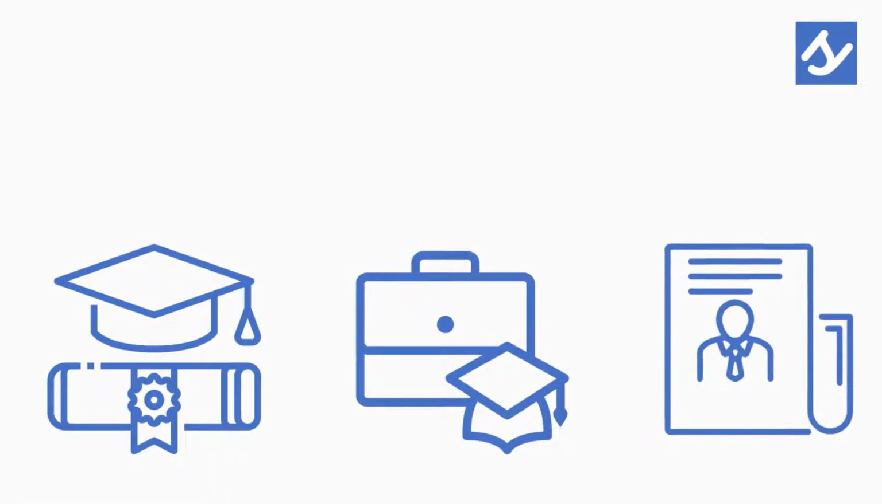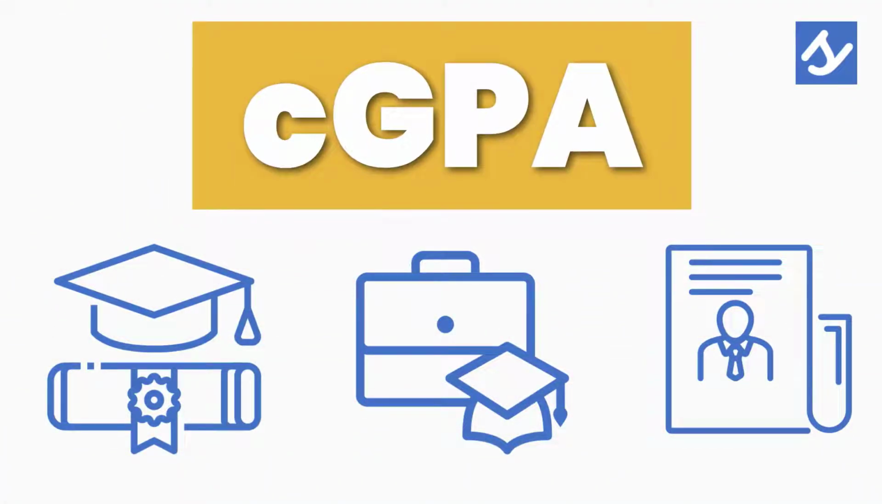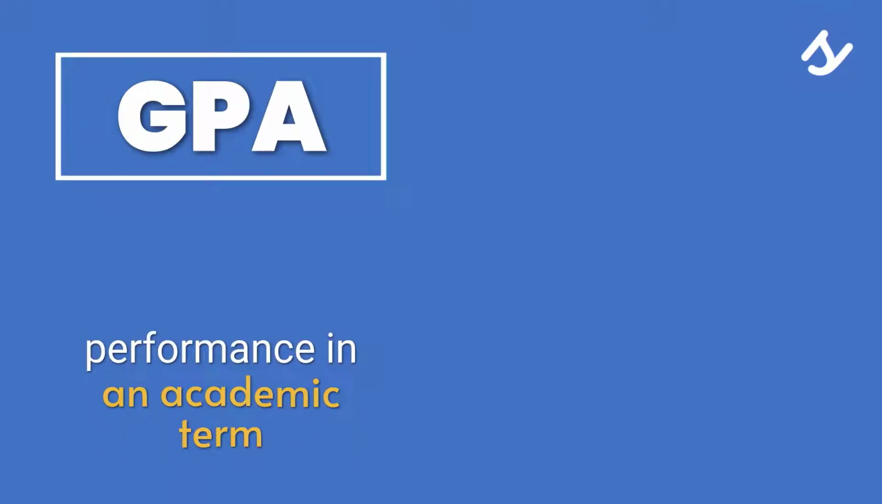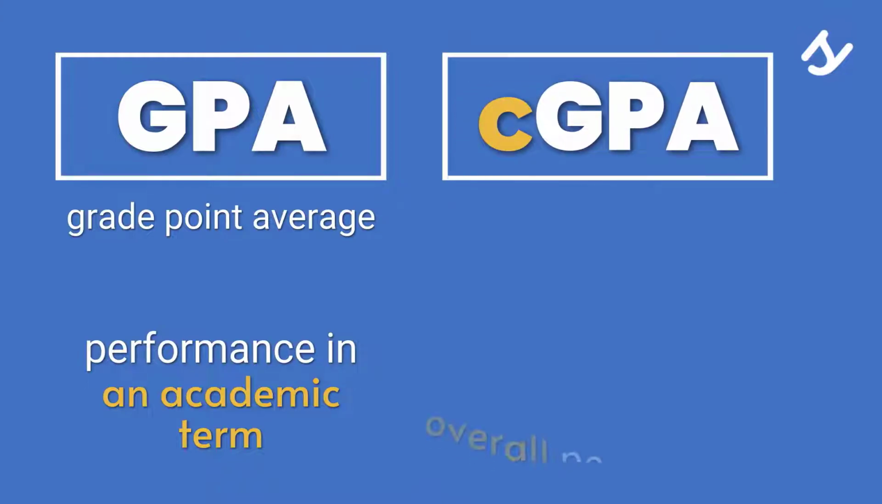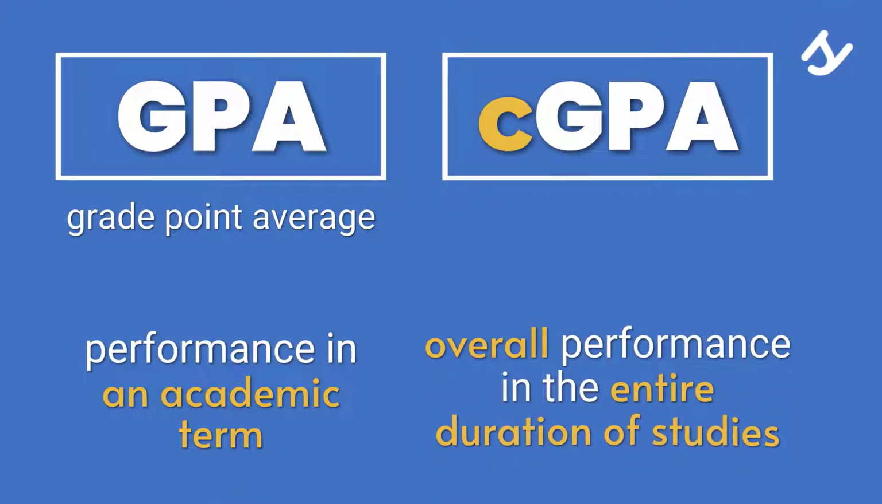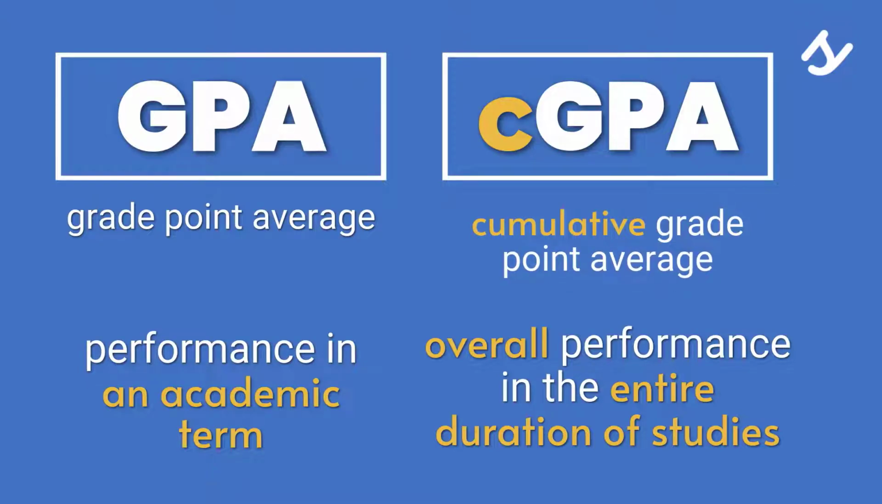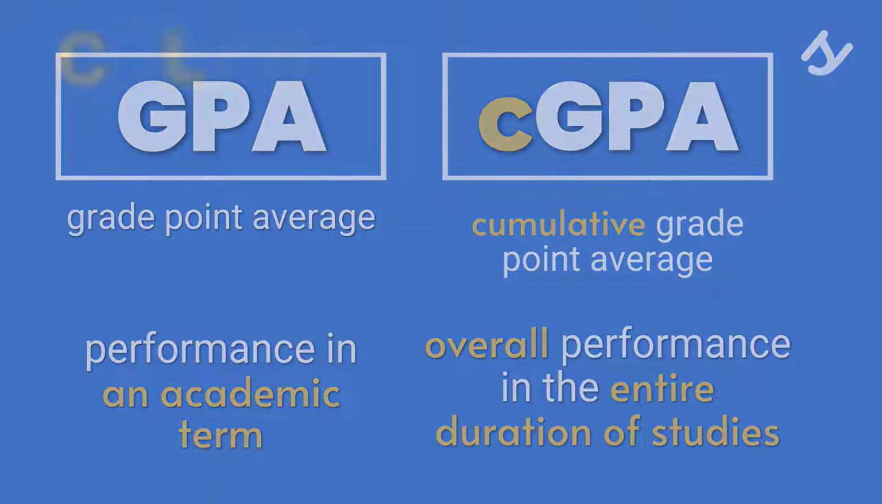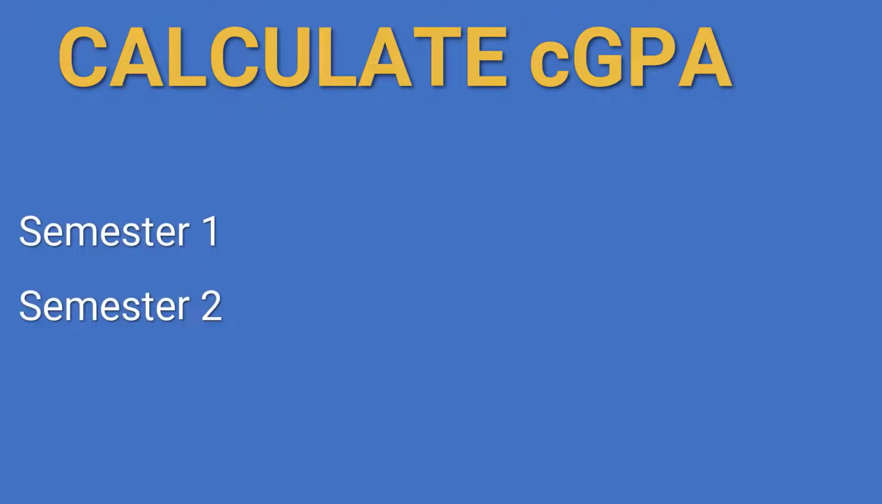If you're eyeing a scholarship, internship, or applying to the next degree, you want to pay attention to your CGPA. Each school will have their own requirement, so you need to know how to calculate your CGPA and keep track of it. GPA shows your performance in an academic term like fall, winter, spring, or summer, while CGPA shows your overall performance for the total duration of your studies, which could be like 4 years for a bachelor's degree. Once you've taken more than one semester of classes, you can calculate your CGPA.